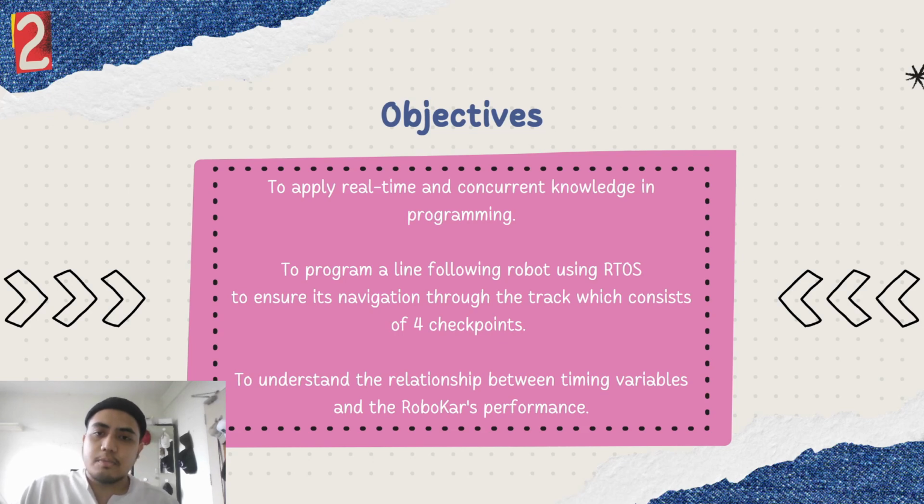Now we move to our objective. The first one is to apply real-time and concurrent knowledge in programming. The second one is to program a line following robot using RTOS to ensure that it will navigate through the track that consists of four different checkpoints, which is checkpoint A, B, C, and D. And lastly is to understand the relationship between timing variables and the Robocar's performance.